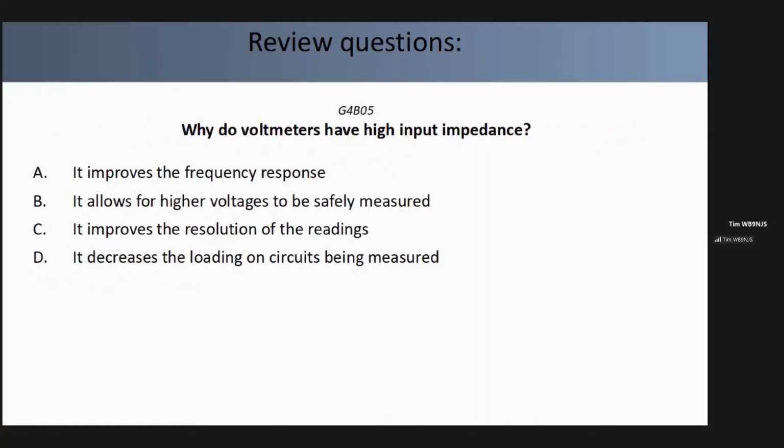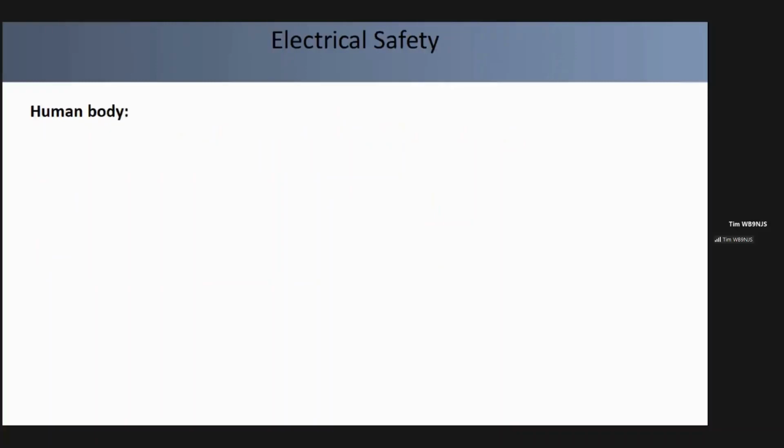Why do voltmeters have high input impedance, or why should they? Well, when you're measuring with a voltmeter in a circuit, you want the resistance of that voltmeter to be very high, or the impedance to be very high. So when you connect it to the circuit, you don't load the circuit down. If you remember, when you hook two resistors in parallel, which is basically what you're doing with that meter, putting it in parallel with the circuit, you're going to have a lower overall resistance than either of the two resistors alone. So you want high input impedance on a voltmeter to decrease the loading.